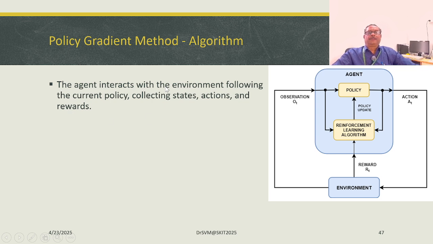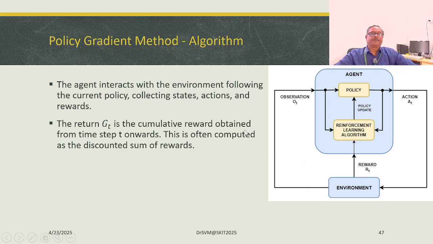So the agent interacts with the environment using the current policy, and because of the action there will be a change in the state, and there will be rewards produced. So here G_t is the cumulative reward obtained from time step t onwards. That is, from t onwards, what are the rewards expected.